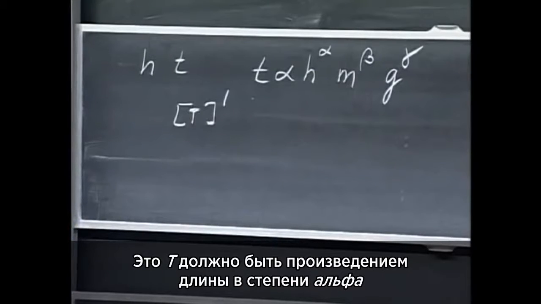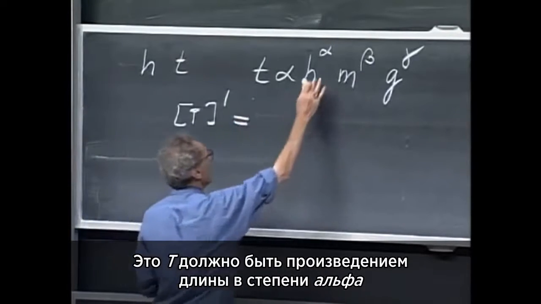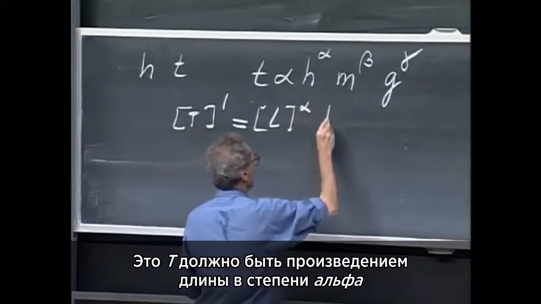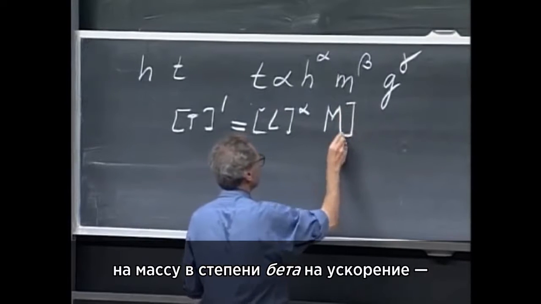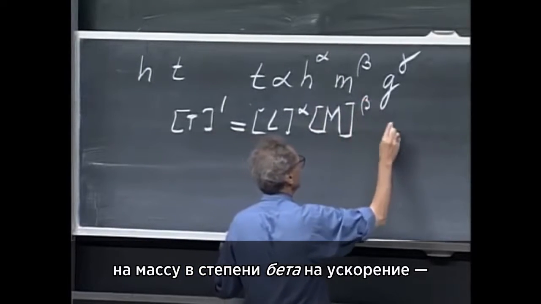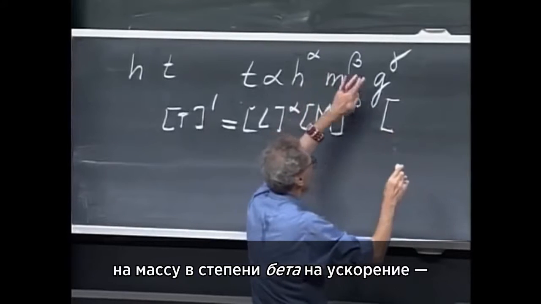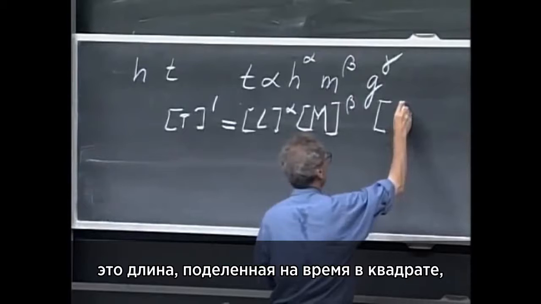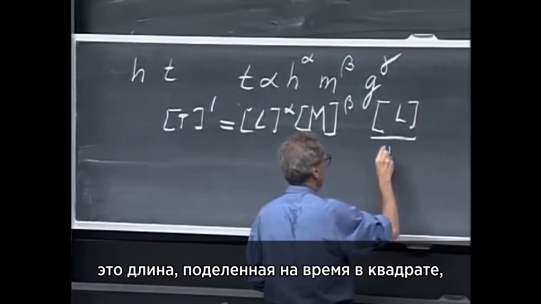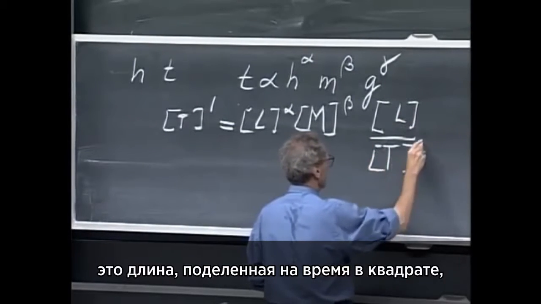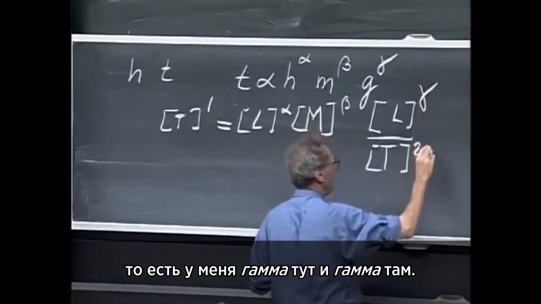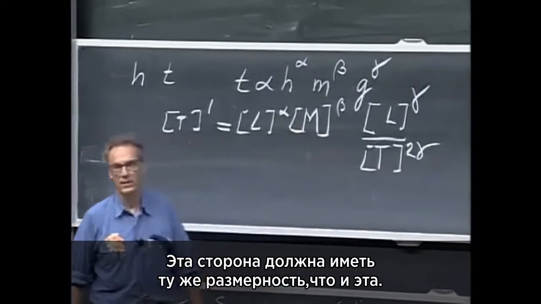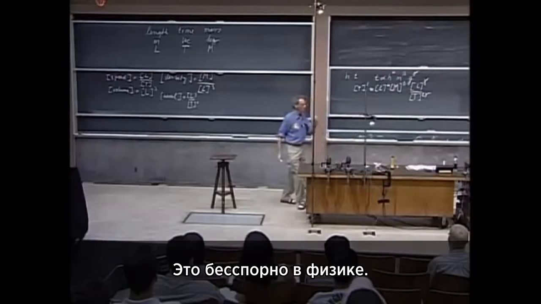It's that t. That must be the same as length to the power alpha times mass to the power beta times acceleration. Remember, it is still there on the blackboard, it has dimension L divided by time squared, and the whole thing to the power gamma, so I have a gamma here, I have a gamma there. This side must have the same dimension as that side. That is non-negotiable in physics.